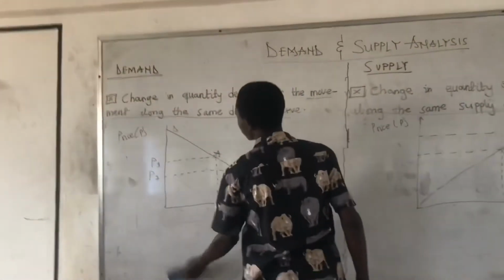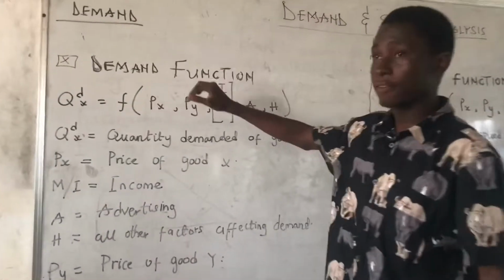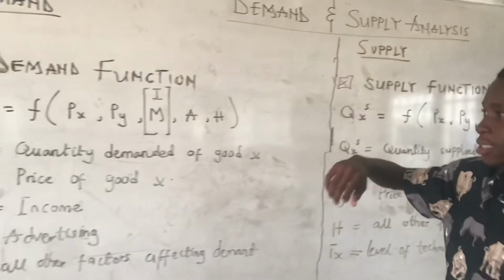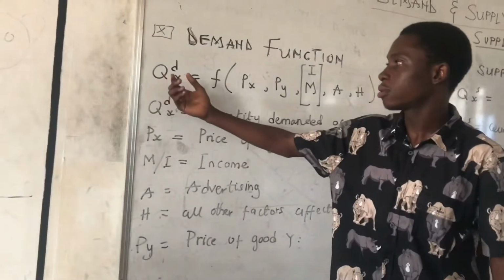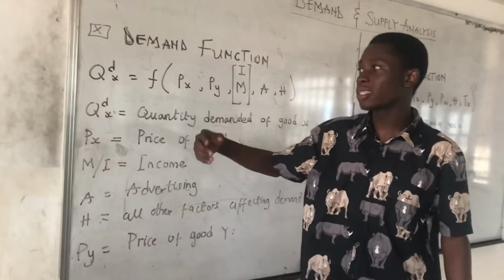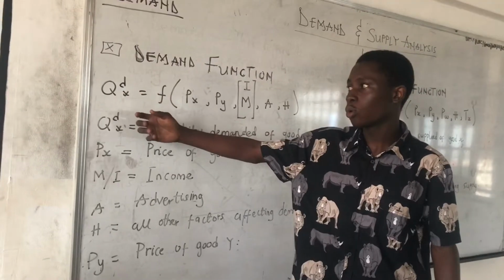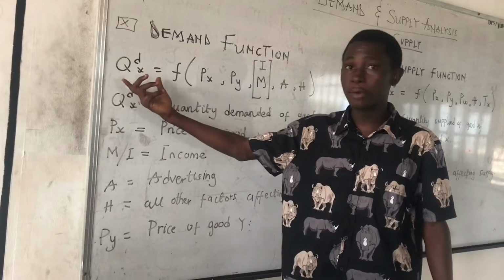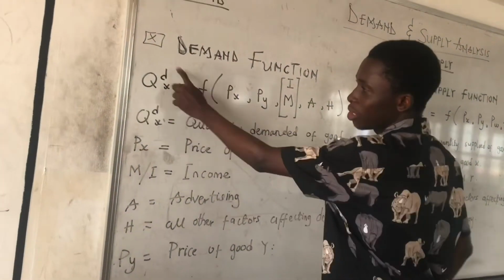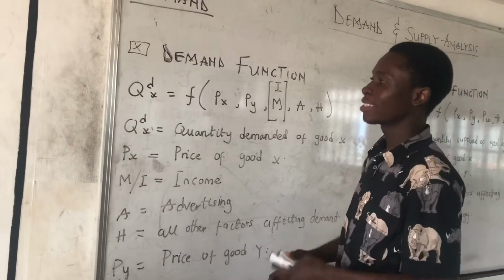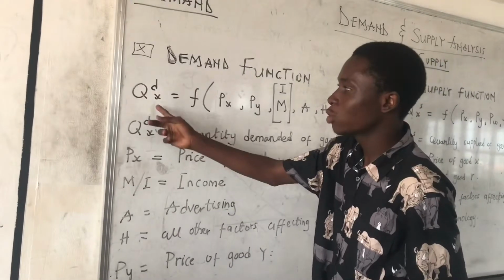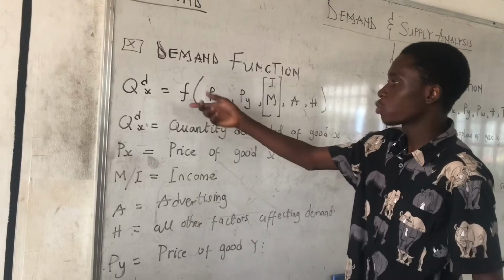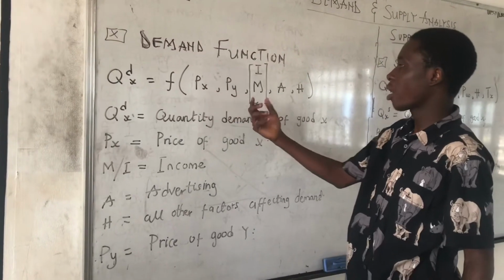So let's move on. We also have demand function. We also have supply function. So let's start with the demand function. We have QDX, but we don't say QD, QS. Quantity demanded of what? Commodity X. That's how we read it. Normally people say QD, QS. Now it's not like that. Quantity demanded of commodity X. Are you good? We have is equal to F into bracket PX, PY.